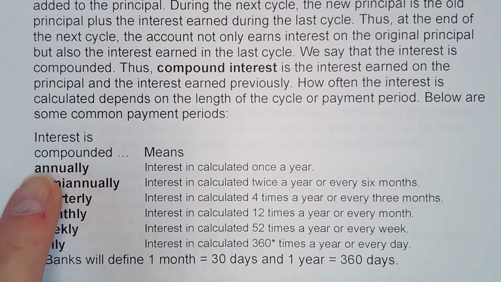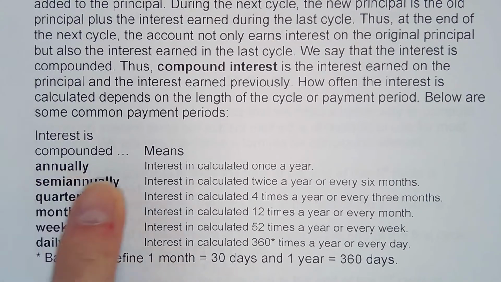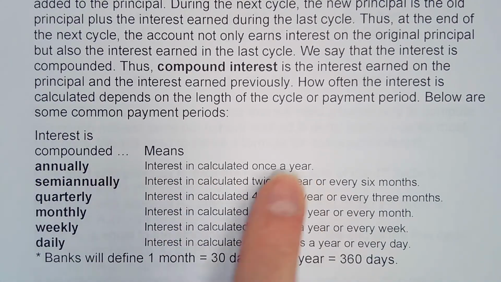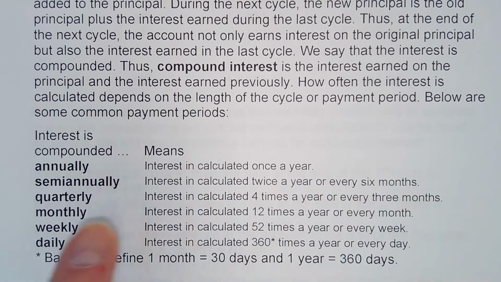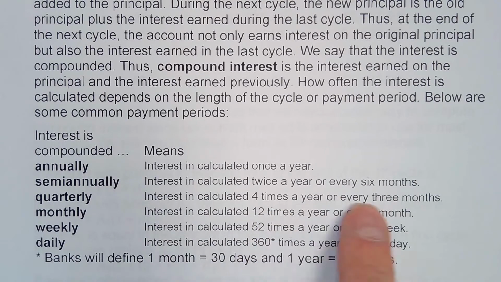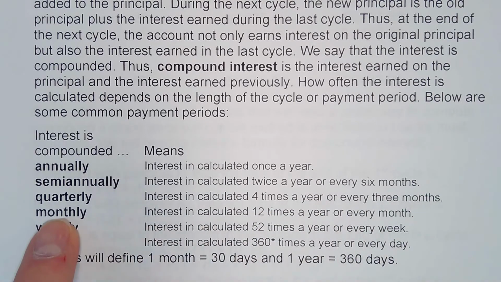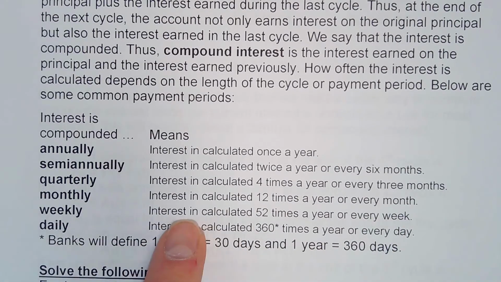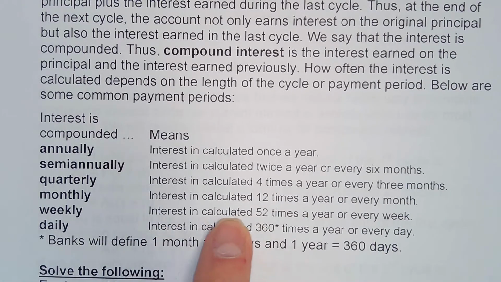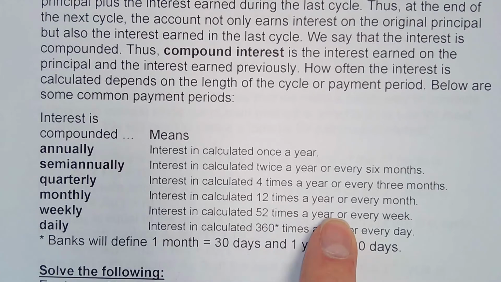If interest is compounded annually, that means we calculate interest once a year. Semi-annually means twice a year or every 6 months. Quarterly means 4 times a year or every 3 months. Monthly means 12 times a year or every month. Weekly means interest is calculated 52 times a year or every week. And daily, interest is calculated 360 times a year or every day.